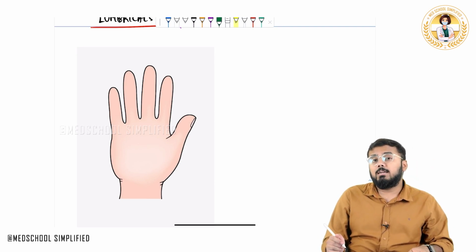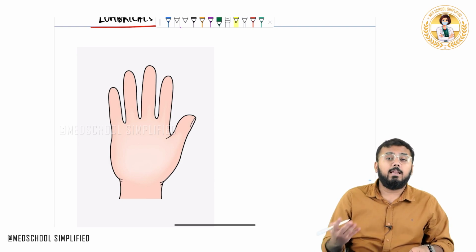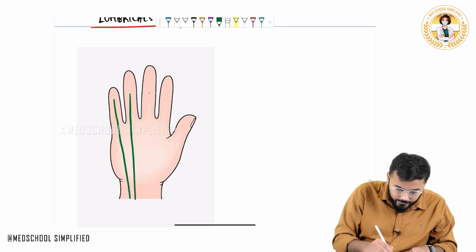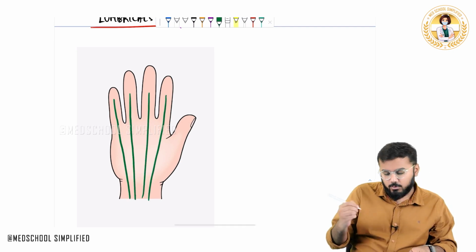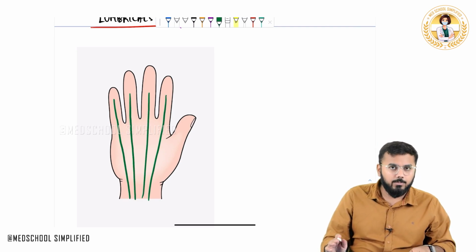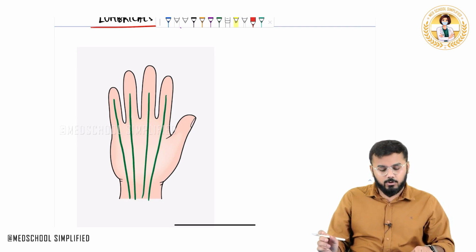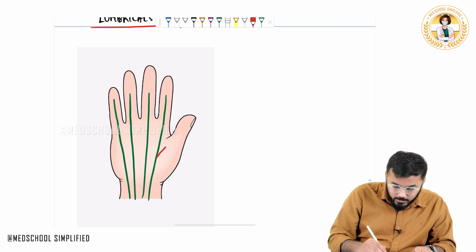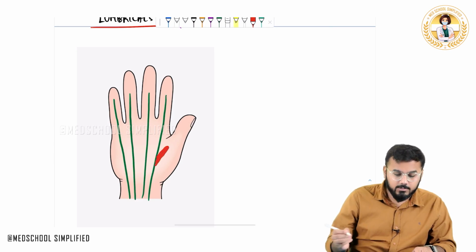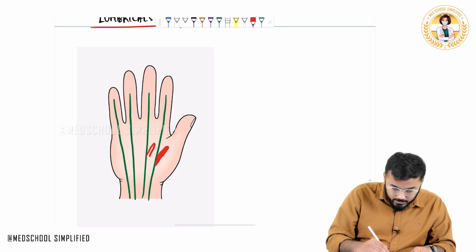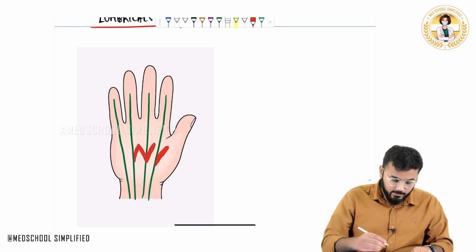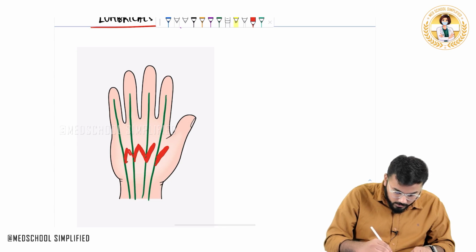How many flexor digitorum profundus tendons are there? Again, remind me, guys, there are 4 tendons. So let us say there is one tendon here, this is a second tendon, this is a third tendon, and this is a fourth tendon. Attached to these 4 tendons we have the lumbricals. Here we have one lumbrical muscle, here a second lumbrical muscle, here a third, and next, here a fourth lumbrical muscle.